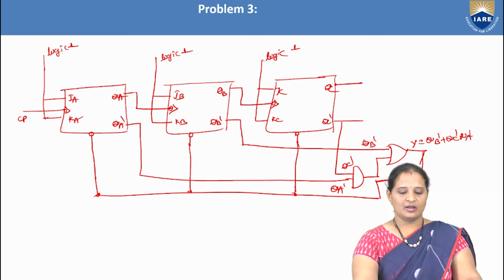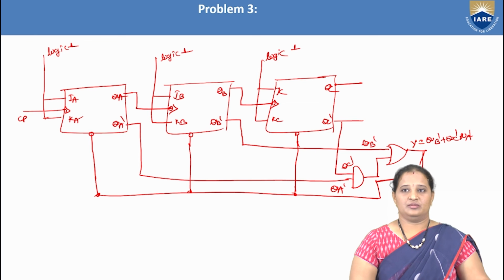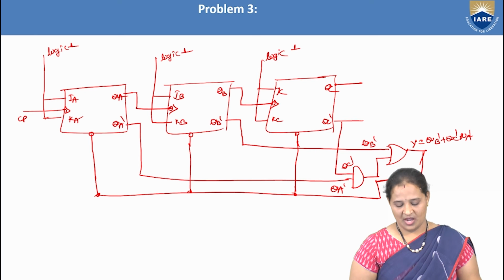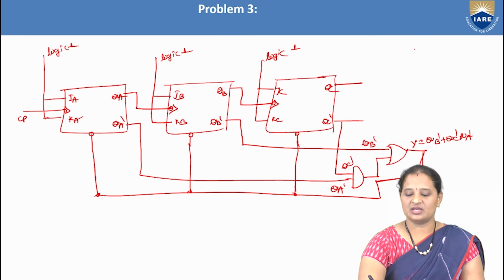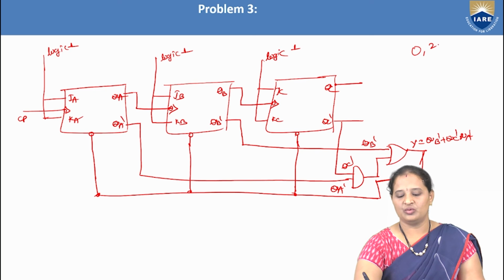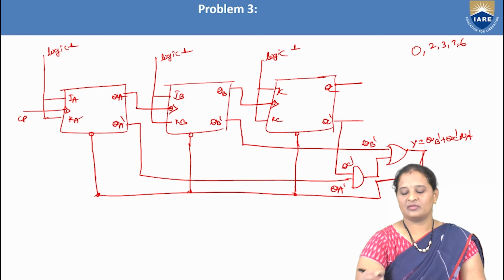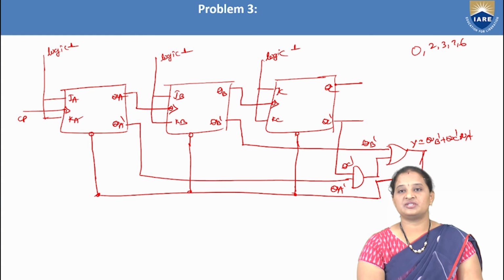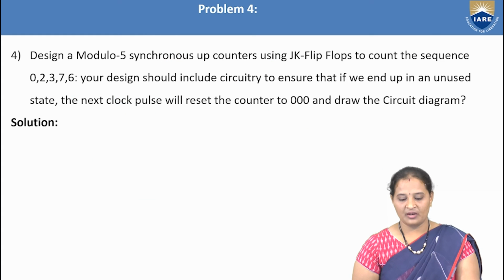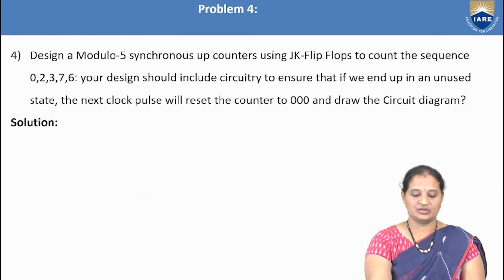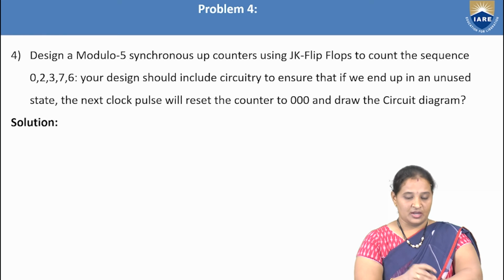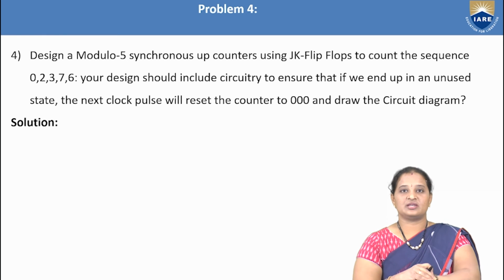So this is the mod 6 asynchronous up counter which can count a sequence 0, 2, 3, 7, 6. If any unused states are there, this counter will reset to 0, 0, 0. So that is an example of an asynchronous counter.